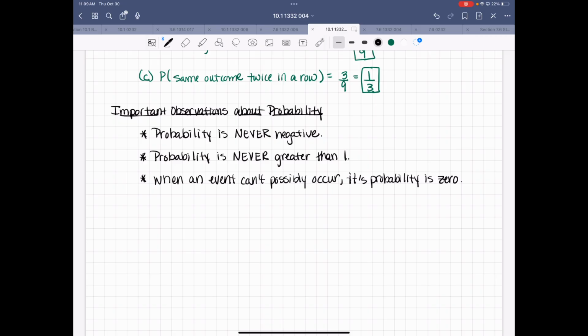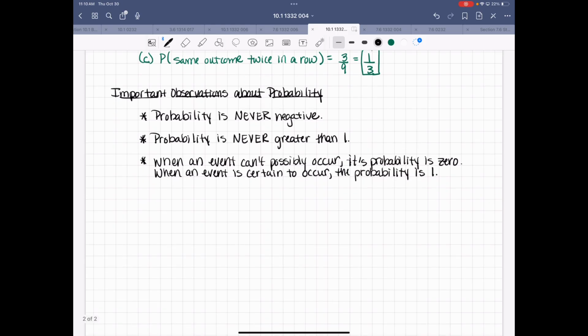Okay? When an event is certain to occur, the probability is 1. Those 12 cards I had before, let's say I wrote the number 12 on all 12 cards, and I asked you what was the probability of drawing a 12. That would be 1. You're not going to get anything else except a 12.